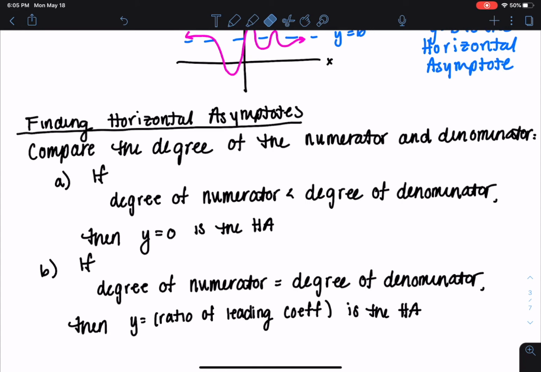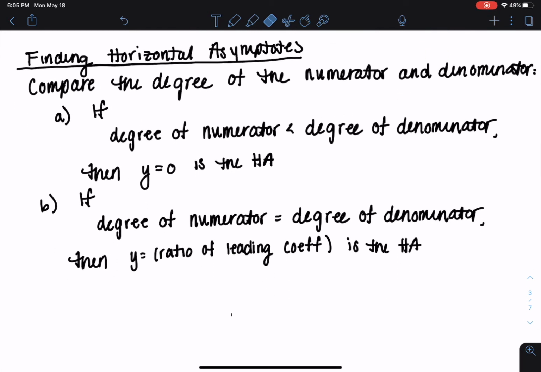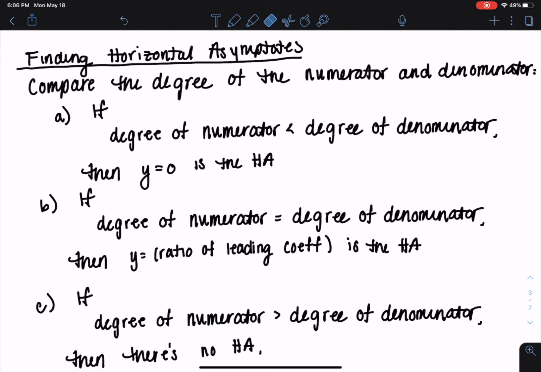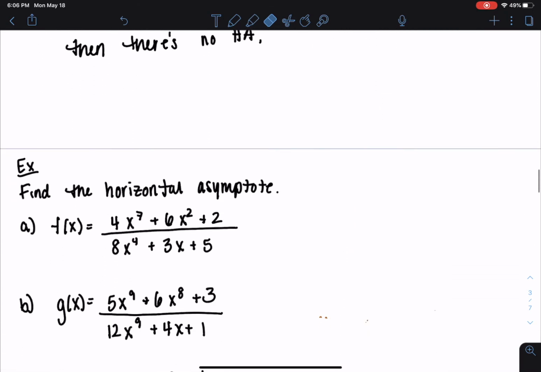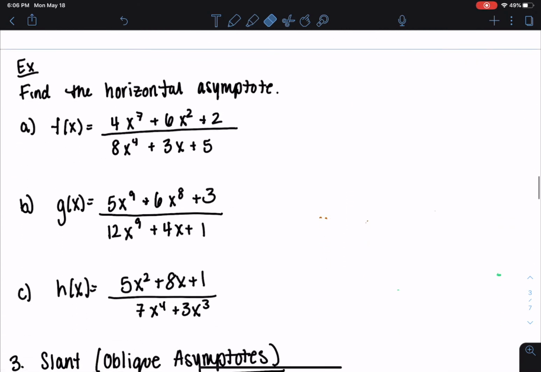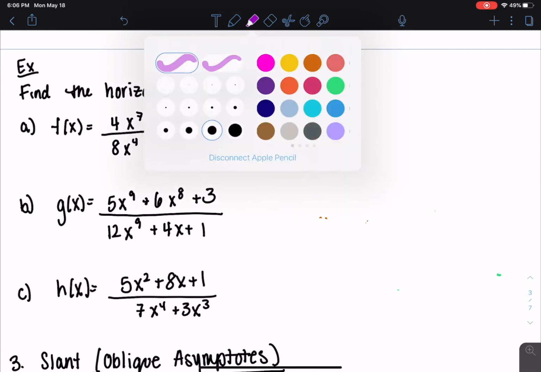If the degrees are exactly the same, then you're going to look at the leading coefficients. Their ratio is the horizontal asymptote. If the degree of the numerator is bigger than the degree of the denominator, you won't have a horizontal asymptote. So let's go ahead and look at 3 examples so we can see each of these instances. First, we want to look at those highest powers. So be careful if they're not in order, you want to go ahead and make sure.